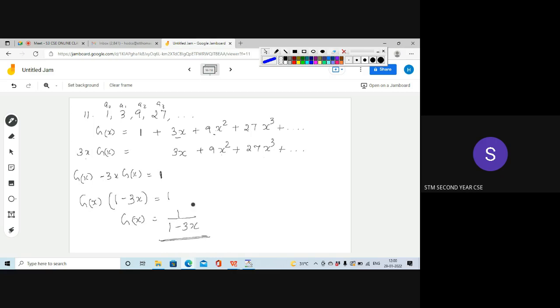Okay, if you remember this sequence, also if you are able to learn the sequence by heart, you have to study this so that you can apply it somewhere in other problems. So g of x is 1 by 1 minus 3x.